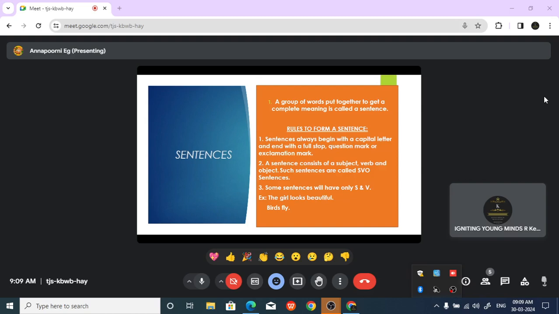Okay, so these are the three basic rules to understand under this topic, sentences.